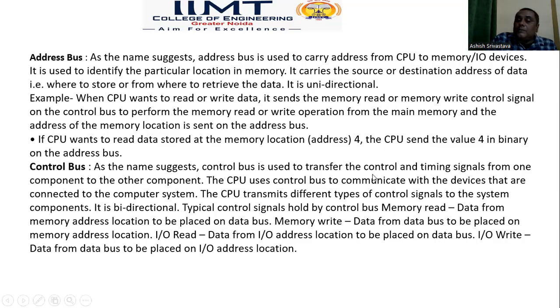Now, the control bus. As the name suggests, the control bus is used to transfer control and timing signals from one component to another. The CPU uses the control bus to communicate with devices that are connected to the computer system. The CPU transmits different types of control signals to the system components. It is bidirectional. Typically, control signals held by the control bus include memory read, where data from a memory address location is placed on the data bus. The control bus plays a very important role in the system bus. It provides the controlling signals and timing signals from one component to another.